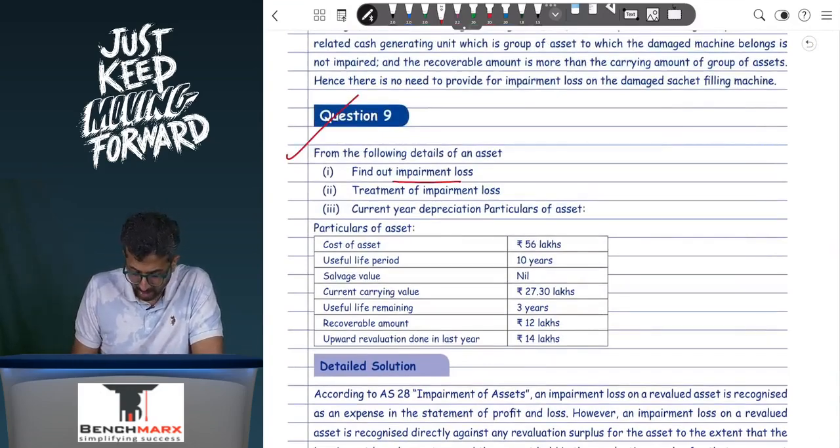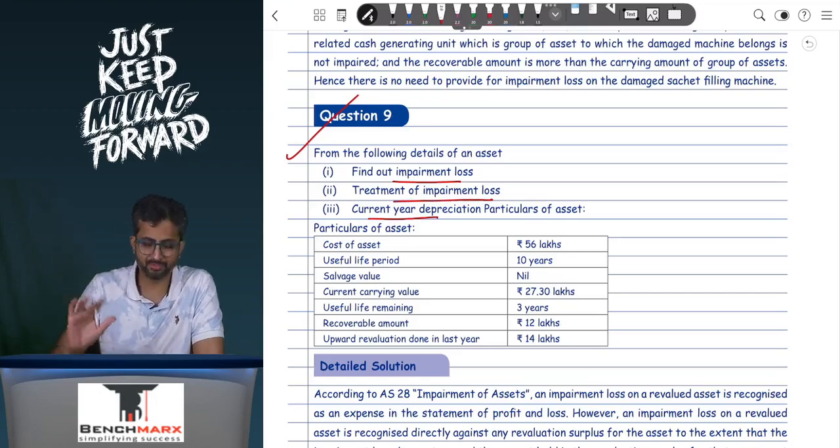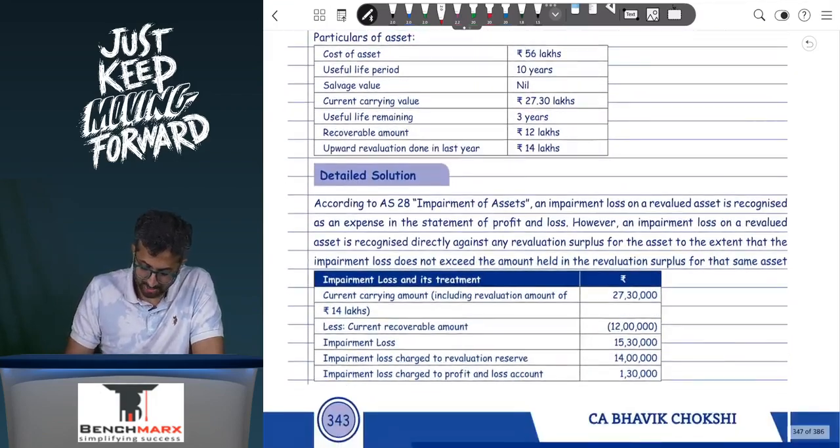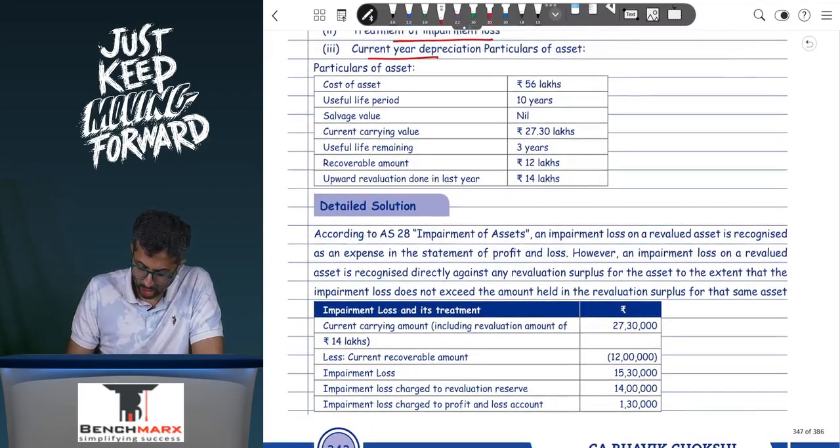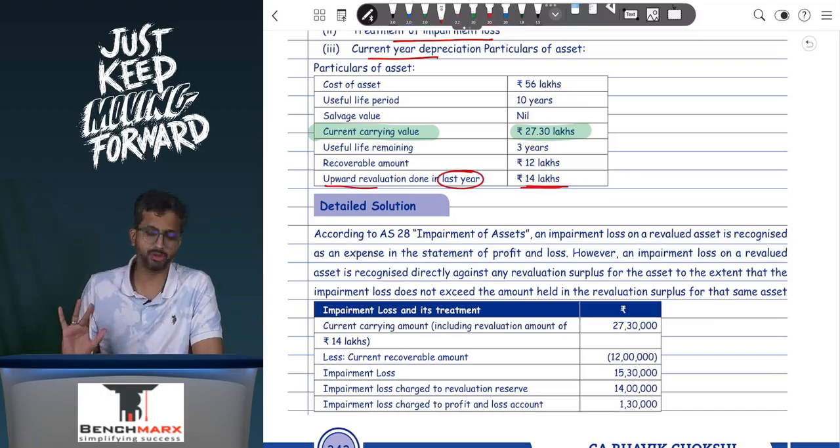Following details: find out the impairment loss, treatment of the impairment loss, current year depreciation, which is assumed to be after impairment. The particulars of the asset are given to you. So cost of the asset is 56, useful life, salvage value, current carrying value is given to you. Let us say at 27.3, useful life remaining is 3 years, recoverable amount is 12, and upward revaluation done in the last year. We'll assume that the same balance is appearing in the revaluation reserve still.